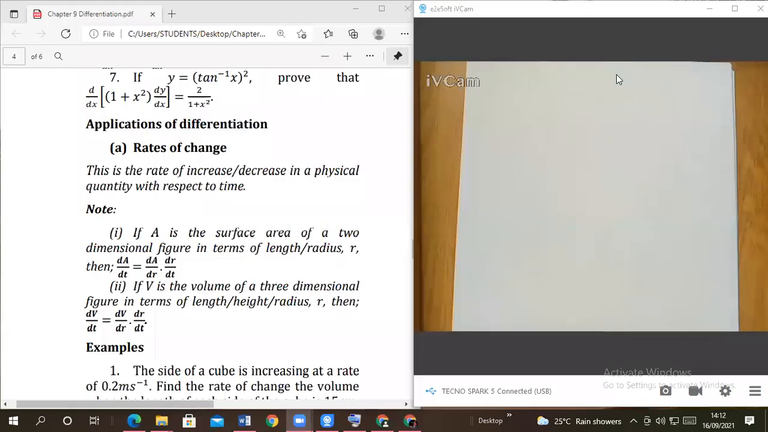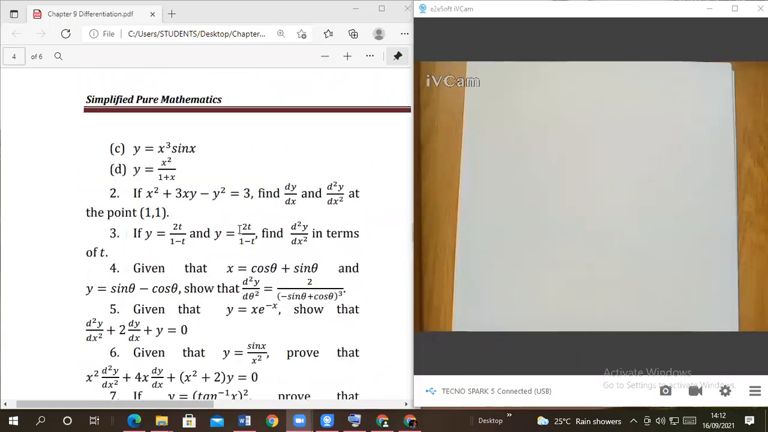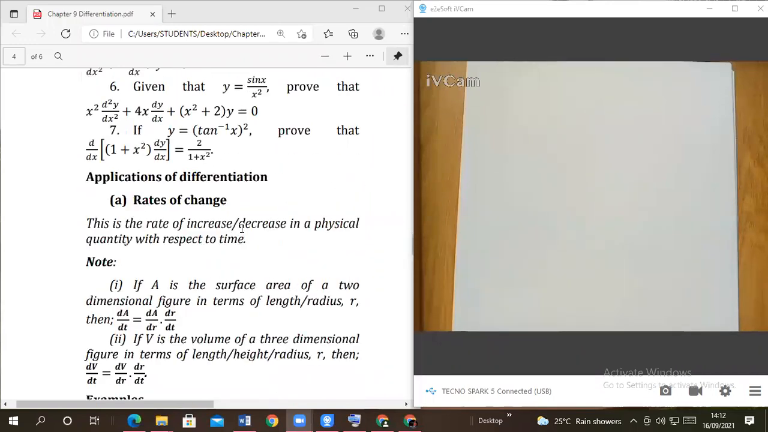We looked at differentiation of different functions, like the ordinary functions, trigonometric functions. We looked at implicit functions and many others, the logarithmic functions. And we also looked at the second derivative, isn't it?